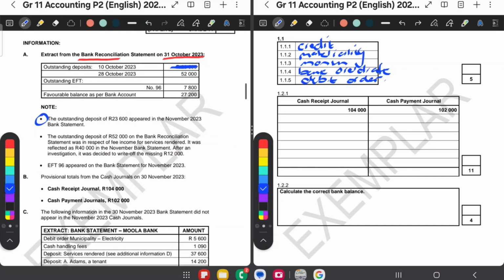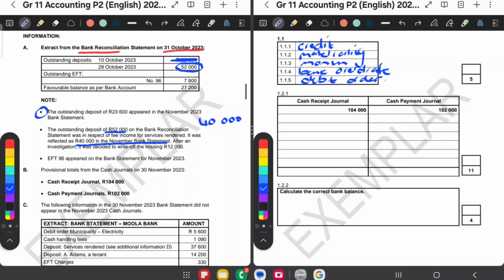Next, the outstanding deposit of 52,000 on the bank reconciliation statement, so they are referring to this amount, was in respect of fee income for services rendered. Okay, it was reflected as 40,000 in the November bank statement. So it was in the bank statement. That's a good thing. But only as 40,000, not as 52,000. Then it says, after investigation, it was decided to write off the missing amount of 12,000. So the difference between 52 and 40,000 is 12,000. And that should be written off. So we are not going to get that money. So we need to write that off.